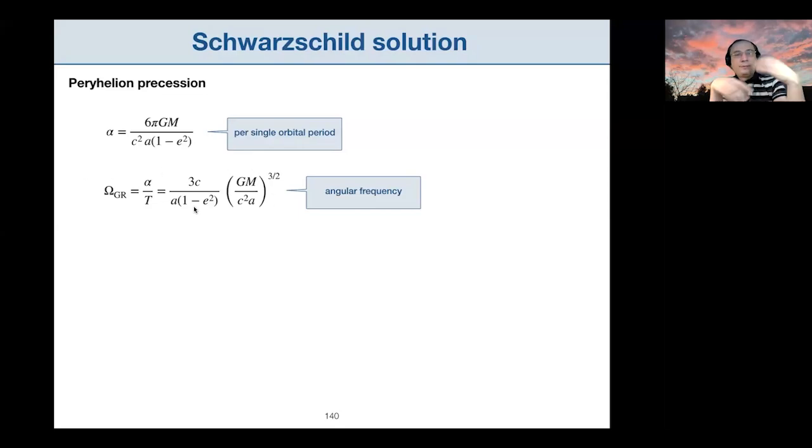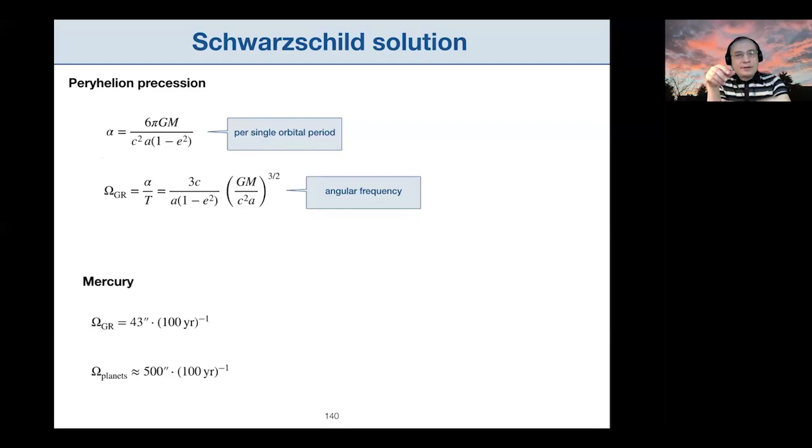And there are a couple of ways in which you can massage this formula over here. This is one of them. I eliminated the period from the calculations, but you can always use the Keplerian relations between a, the semi-major axis, the period, and GM, in order to get rid of any of those variables. You can also get rid of GM. This formula has also been used in the literature. But in the end, the starting point is always this one over here.